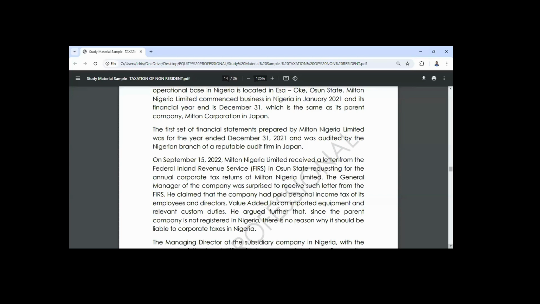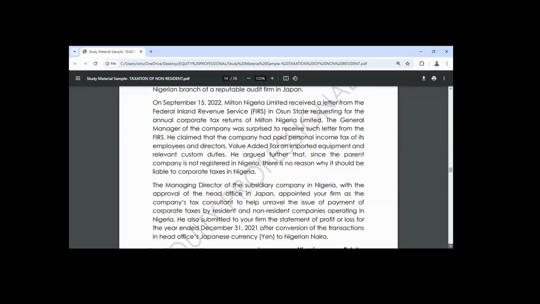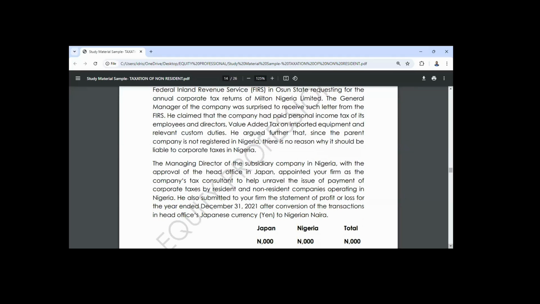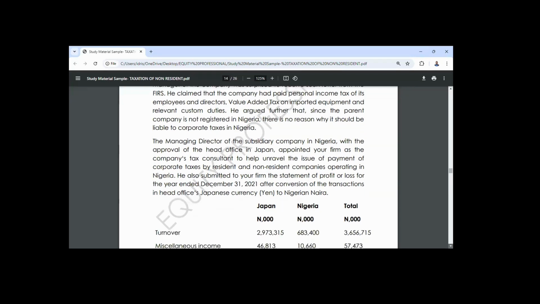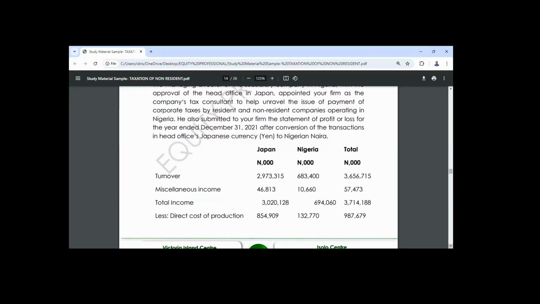He argued further that since the parent company is not registered in Nigeria, there is no reason why it should be liable to corporate taxes in Nigeria. So the MD of the subsidiary company in Nigeria, with the approval of the head office in Japan, appointed your firm as the company's tax consultant to help unravel the issue of payment of corporate taxes by resident and non-resident companies operating in Nigeria. He also submitted to your firm the statement of profit or loss for the year ended December 31, 2021, after conversion of the transactions in the head office's Japanese currency yen to the Nigerian naira.